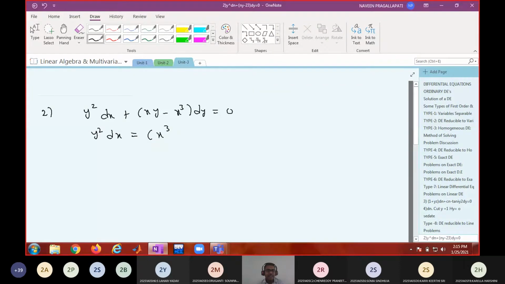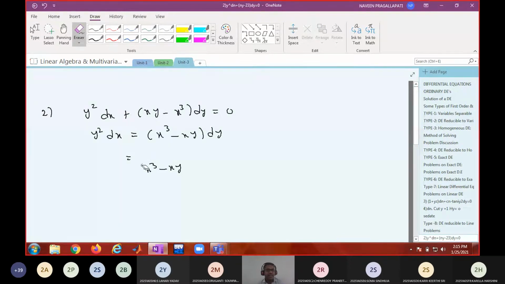If I try to write it as dy by dx, first bring the second term to right hand side, x cube minus xy dy. If I write dy by dx, don't write, just listen, observe. What do you get? Y square by x cube minus xy. Is it possible to write it as Bernoulli DE? No, sir. So this way of writing is not useful.